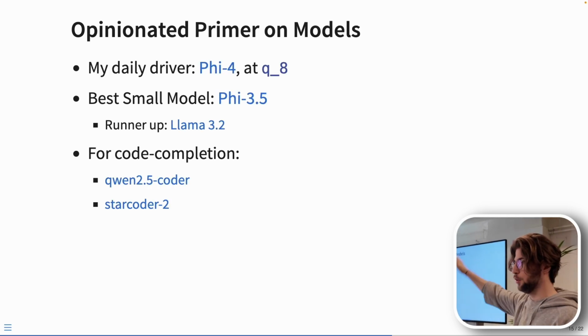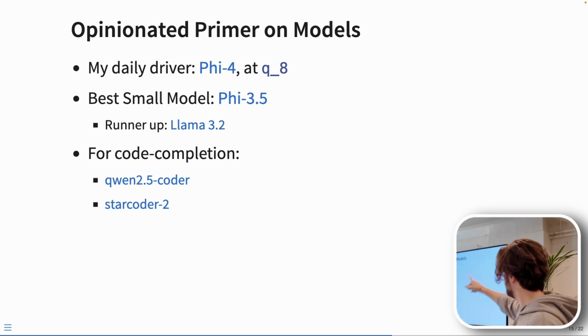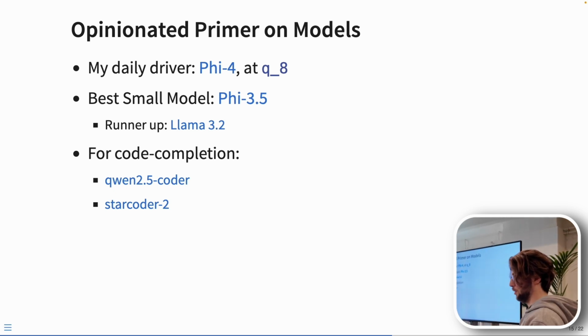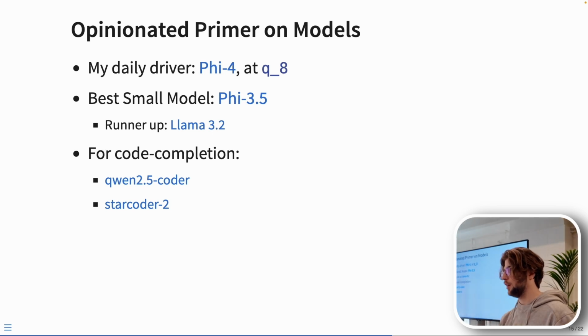Opinionated primer on models: what do you want to run? These are also links. I will send these slides out to everyone afterwards, so don't worry about it. My daily driver, I run Phi 4 at Q8. Phi is a Microsoft initiative of training SLMs, small language models instead of large language models. The whole Phi initiative was, hey, how about instead of doing grand scale larceny on intellectual property, we just buy a bunch of textbooks, curate our data very precisely, get really smart about training, and just train small models like that.